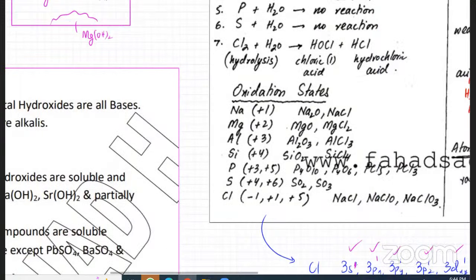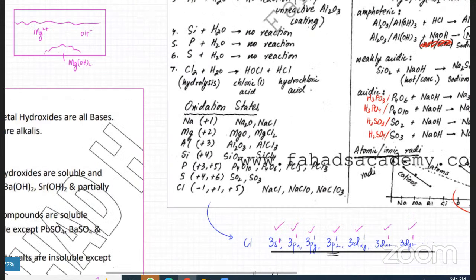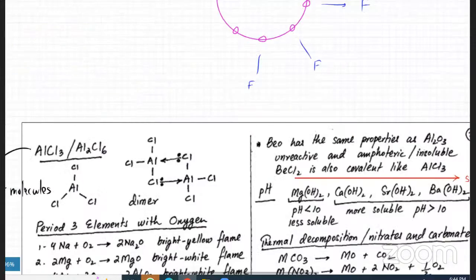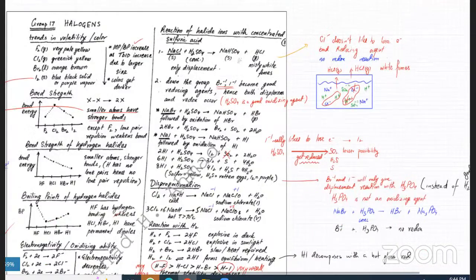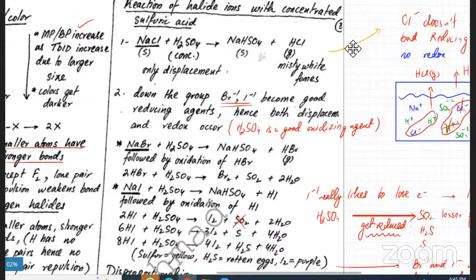Remember group 17. Down the group, it becomes easier to lose electrons. So initially, the sulfuric acid gives an H+ to bromide. It acts as an acid, but then the Br- starts to lose electrons. The sulfuric acid has to accept electrons, and it will turn into SO2. So both things are going on.